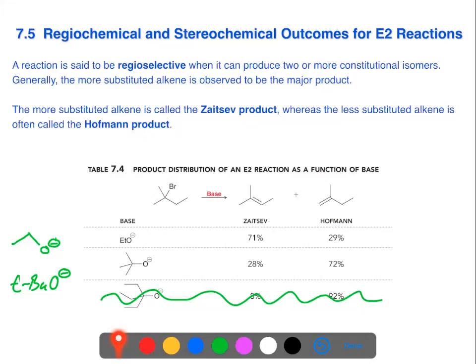Now the ethoxide doesn't have the same steric hindrance associated with it, and so the preference will be to produce more of the more highly substituted alkene, which is the more stable alkene. So when ethoxide or methoxide, those two strong bases, are used, we're going to see that the majority of the alkene formed will be the tri-substituted, and that's because that alkene is more stable. We refer to this type of selectivity as regioselectivity.